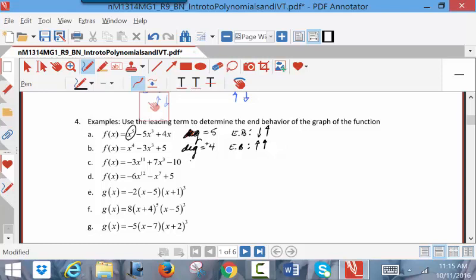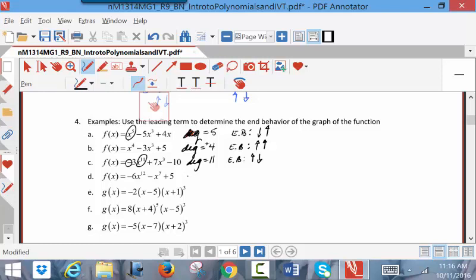Part C. This is, good grief, an 11th degree polynomial. So it's odd. So think about x cubed. But it's not just an 11th degree, it's also a negative. So think of x cubed reflected over the x-axis. What is its end behavior? Up and down. Okay, think of x cubed reflected over the x-axis.